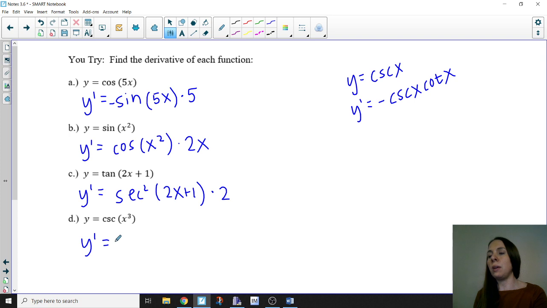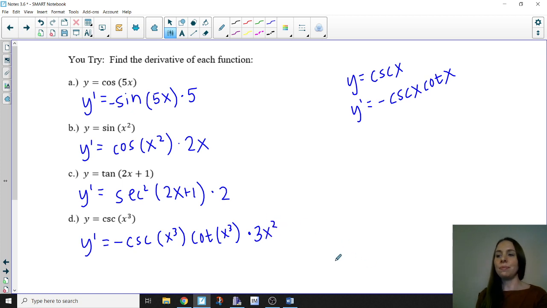The derivative of the outer function, cosecant, is negative cosecant of x cubed cotangent of x cubed. And then we multiply by the derivative of x cubed, which is 3x squared. You only do it once, though. Okay, so those are some simple examples of how we apply the chain rule with some trig functions. And now what we need to do is write an actual, formal rule for the chain rule.